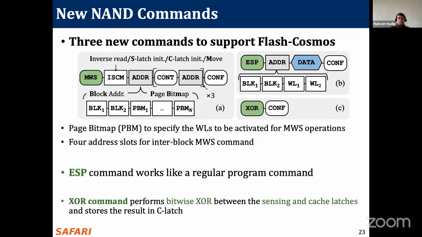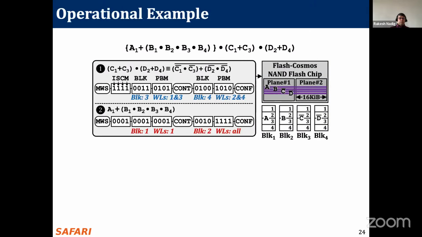Next, we also support the XOR command, which performs a bitwise operation between the sensing latch and the cache latch and stores the result in the cache latch. So these 3 new NAND commands can help support Flash Cosmos at a system level. And we see an example next of how these 3 commands are used.